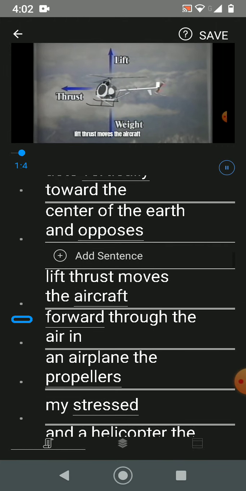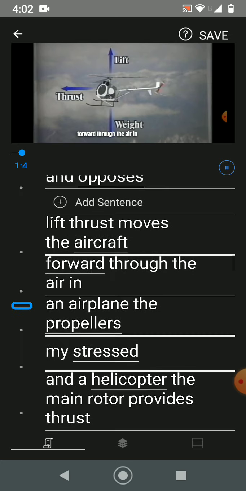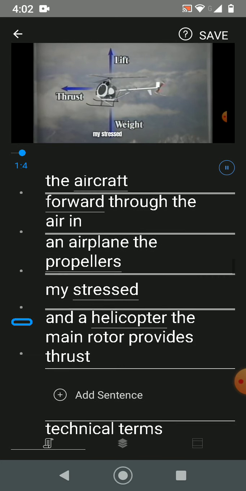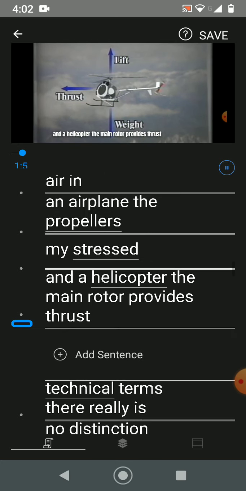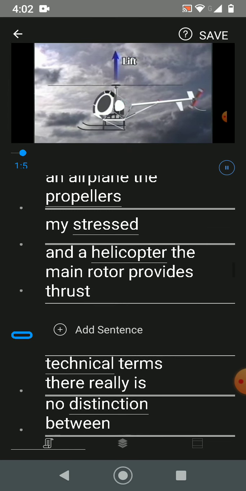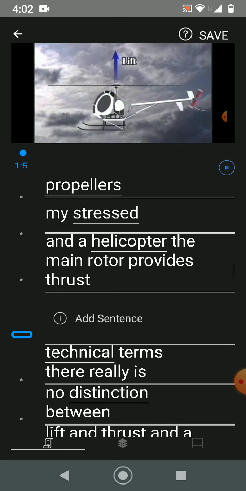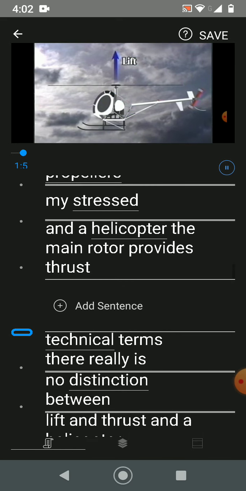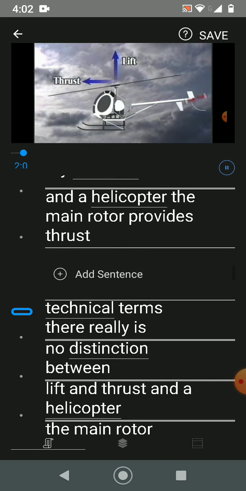Thrust moves the aircraft forward through the air. In an airplane, the propeller supplies thrust. In a helicopter, the main rotor provides thrust. In fact, helicopters are unique in this respect. They can direct their thrust forward, aft, or sideways by tilting the main rotor.